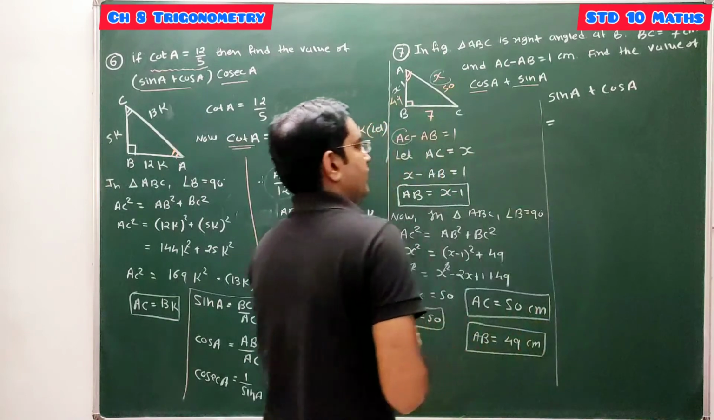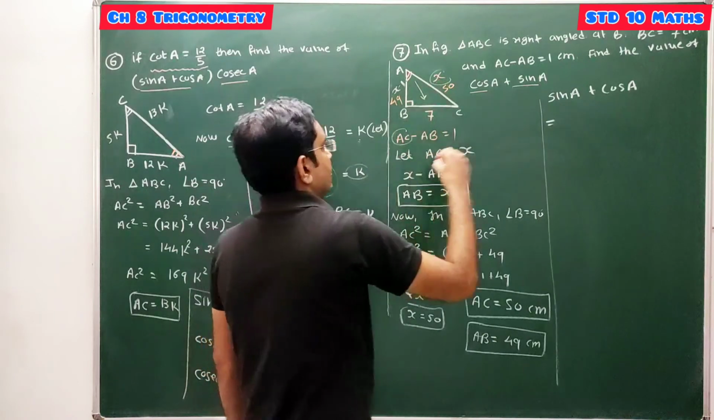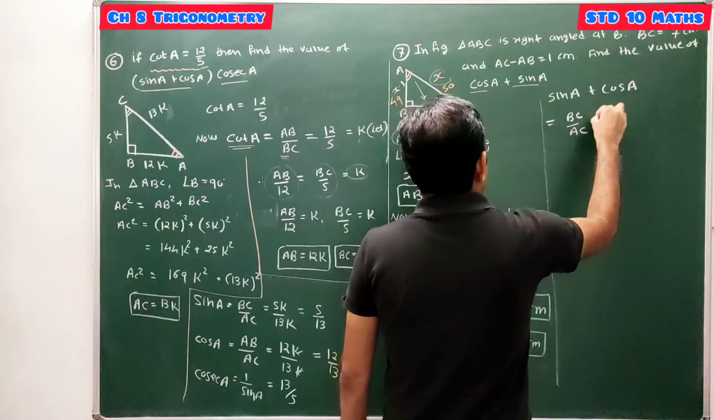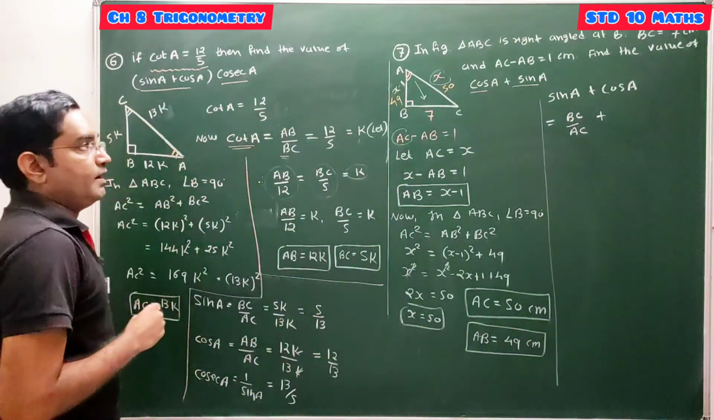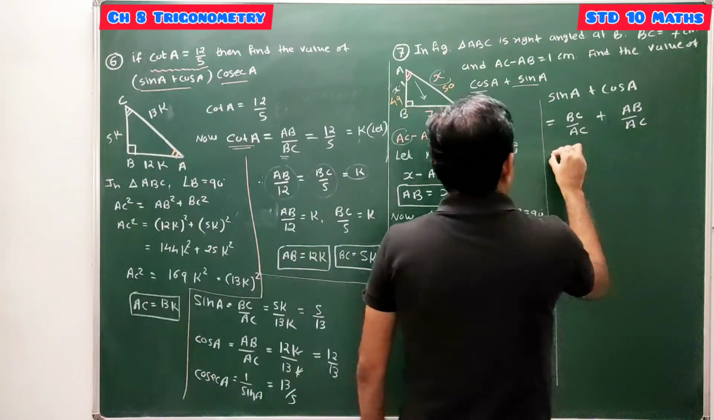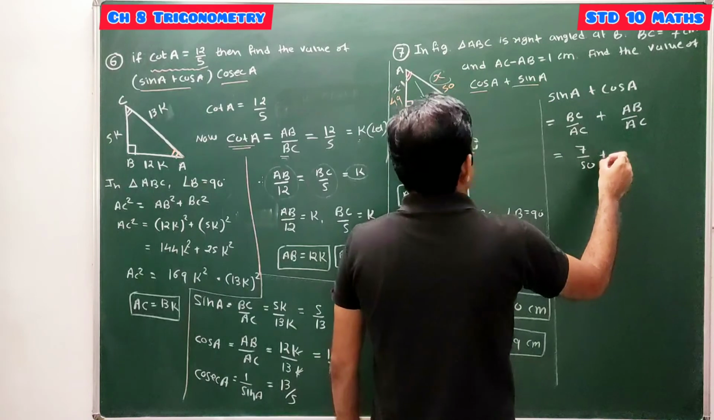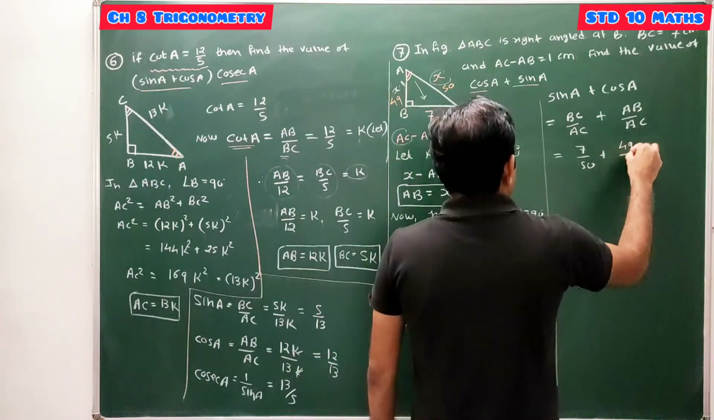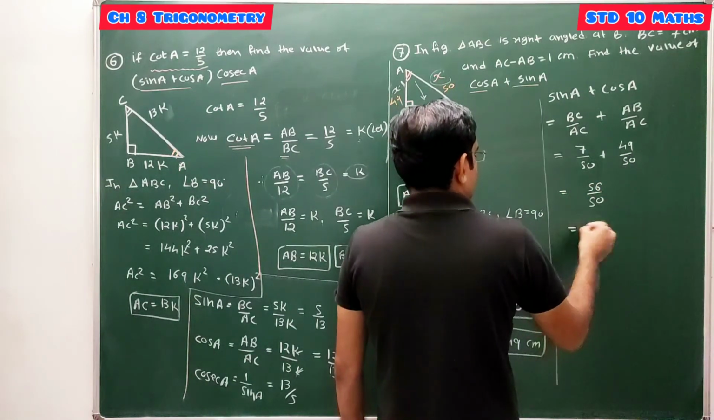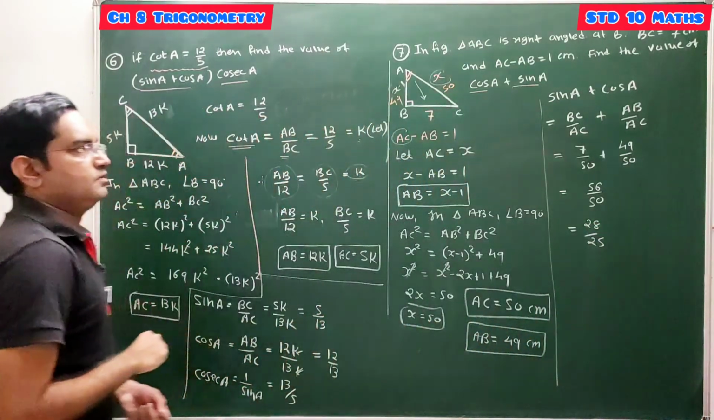So now sin A, what is the definition of sin A? It's opposite side by hypotenuse. So for this angle A, opposite side is BC. So it's BC by AC plus cos A, adjacent side by hypotenuse, AB by AC. Put the values. BC is 7, 7 upon 50 plus AB 49 by 50. So our answer is 56 by 50. Simplify, so 28 upon 25 is the answer. Clear students?